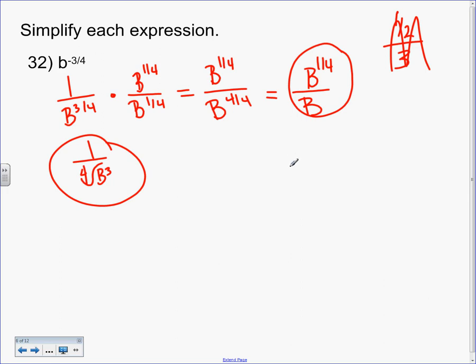Okay? So I like this version better personally, but if you are accidentally going to try to cancel those b's out, then maybe don't do that. Because I can't do that.